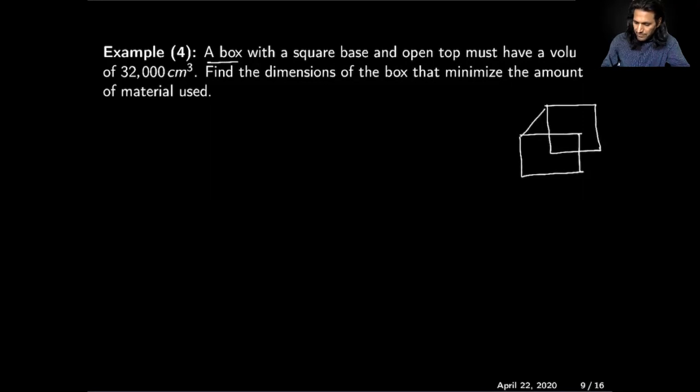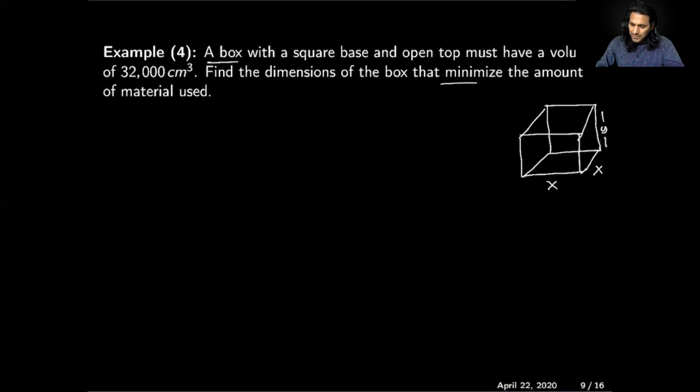So we have this box, which has a square base. It means this base is a square. If I choose this as x, this has to be x as well. And let's choose y as the height of the box. So I fix my notation: x is the length, x is the width, and y is the height of my box. It has a volume of 32,000, which is a constant. Find the dimensions of the box.